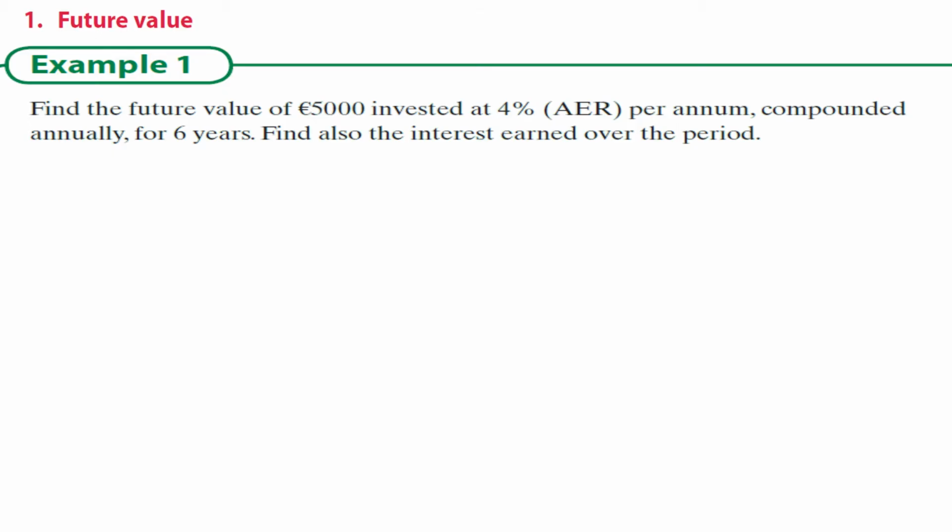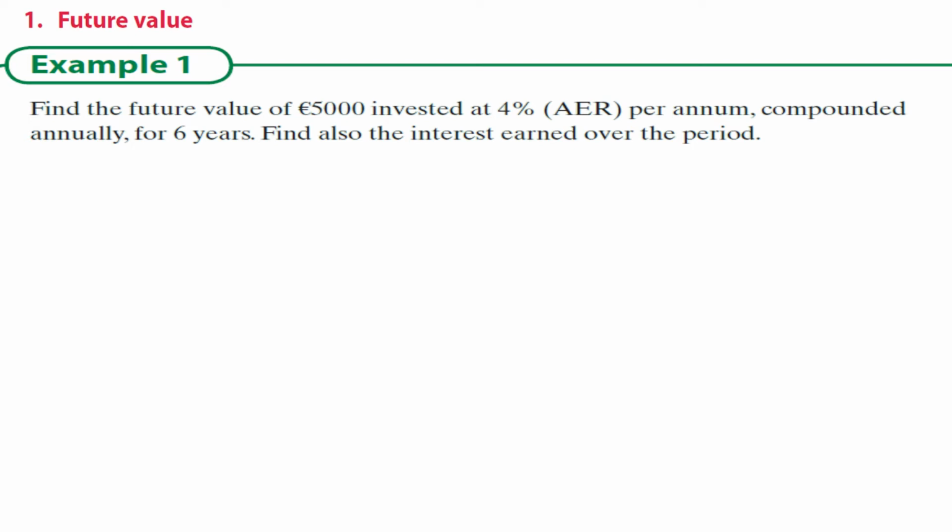So example 1, we're going to look at future value. It says find the future value of 5,000 invested at 4% AER. I'll talk about the annual effective rate in a few slides. And it's compounded annually for 6 years. Find also the interest earned over that period.